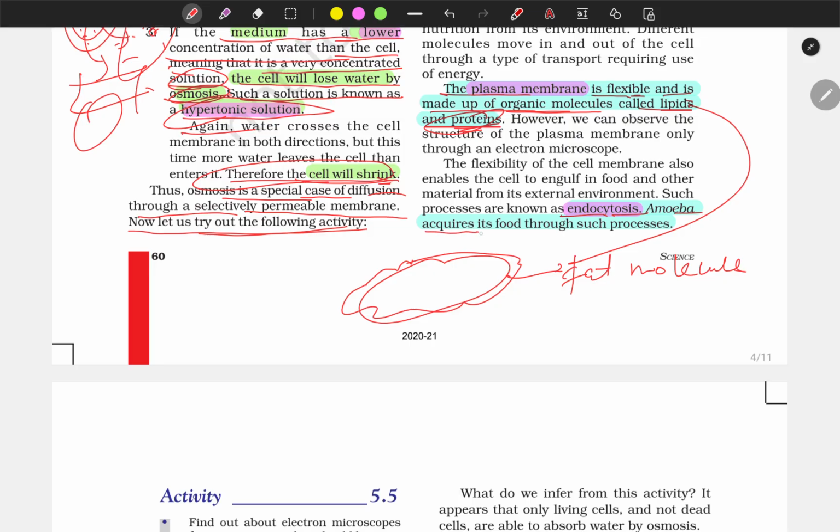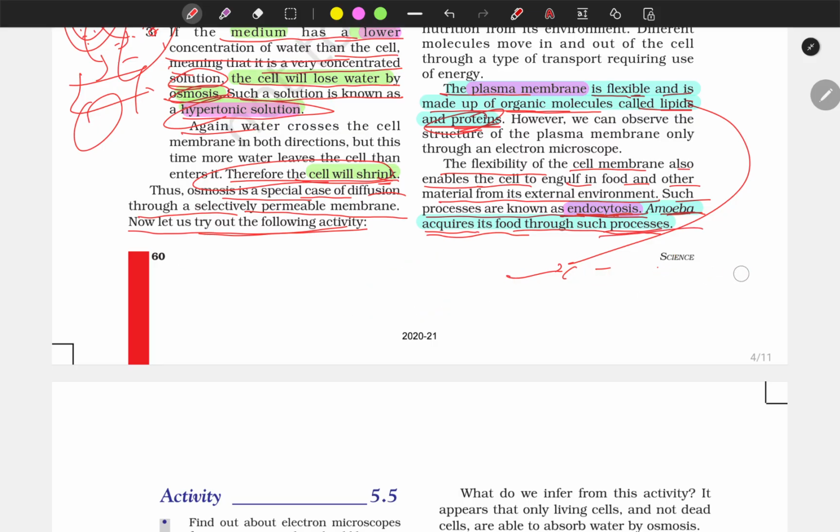Endocytosis: the amoeba acquires food through this process. The flexibility of a cell membrane also enables the cell to engulf food and other material from the external environment. Such a process is called endocytosis. Amoeba acquires food through this process.